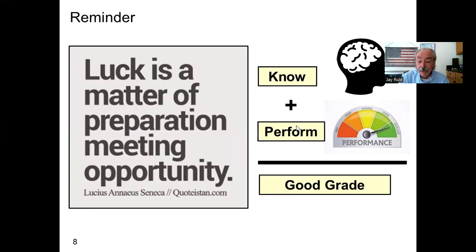So here's my little formula. You need to know the material, okay, and then perform well by way of practice. And that's what's going to buy you a good grade.